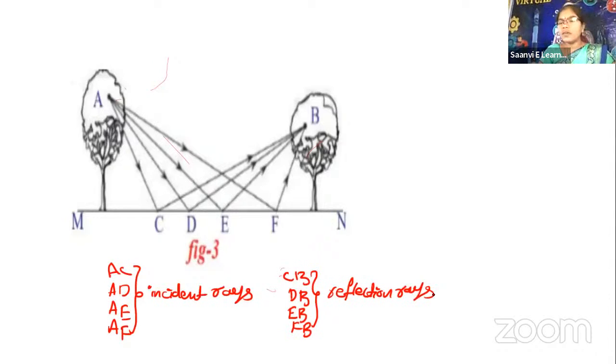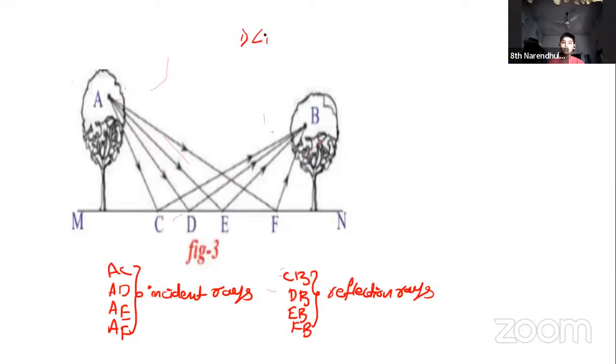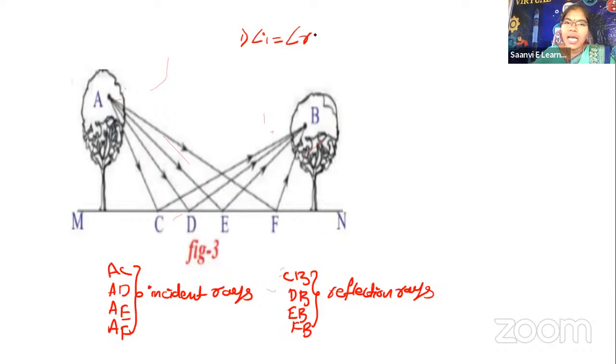What is the first law of reflection? Can anyone say? Yes, Srinidhi. Madam, angle I is equal to angle R. Yeah, very good. Angle of incidence is equal to angle of reflection. Yes, angle I equal to angle R.